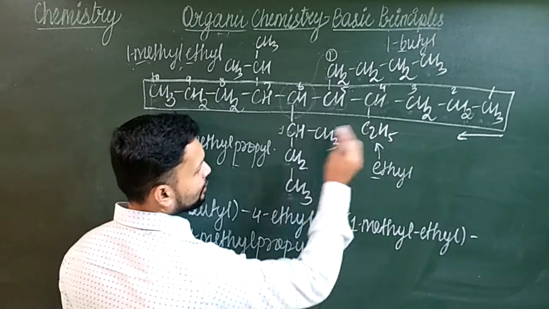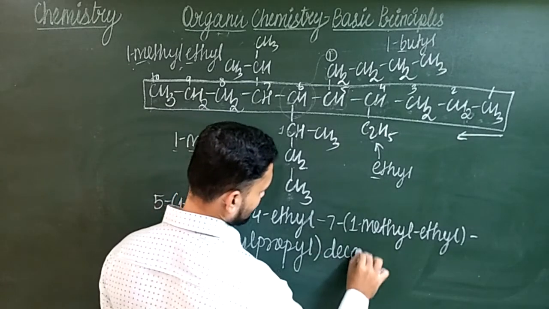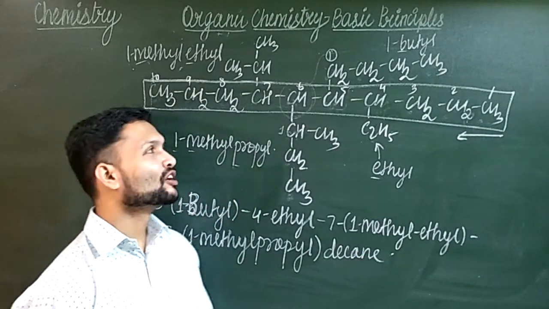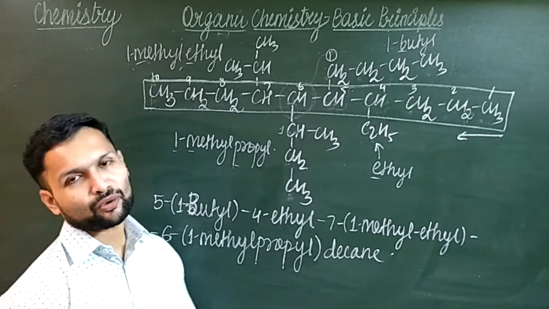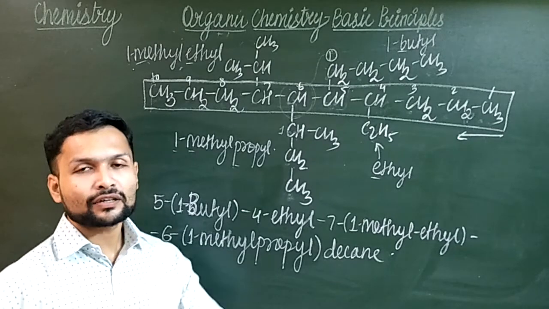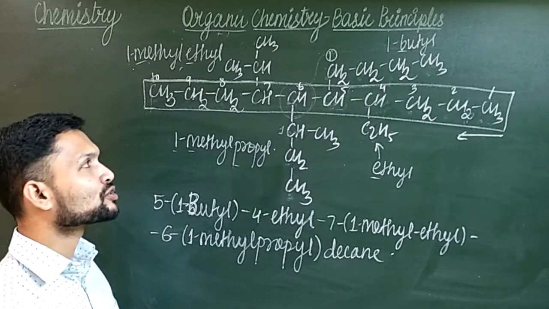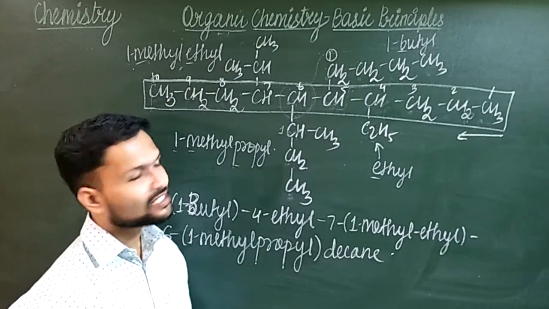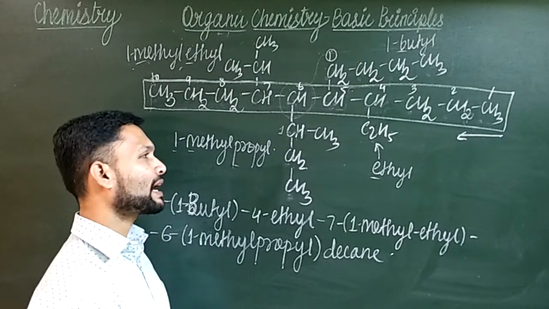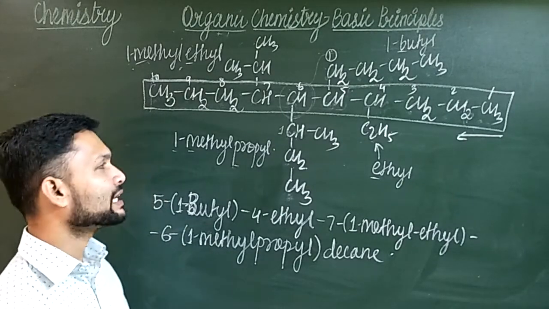And finally, the longest chain, that is decane. So this is how you need to name the chains. I have taken enough examples for alkanes. Hope you got this. These are easy marks. A little bit of practice can make it look very easy.